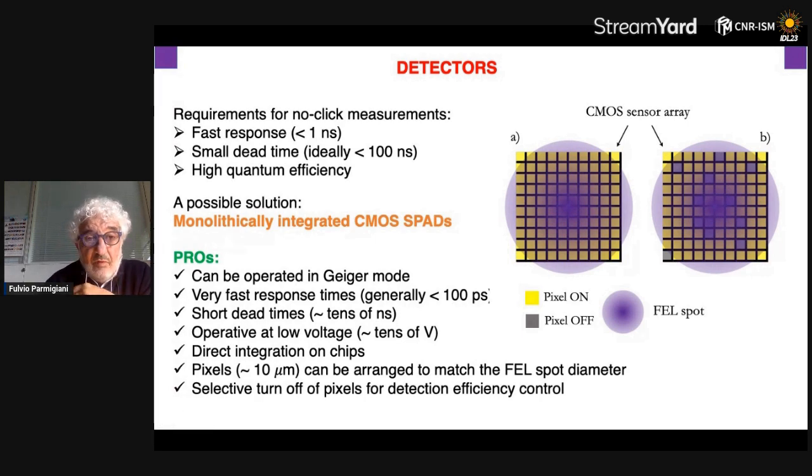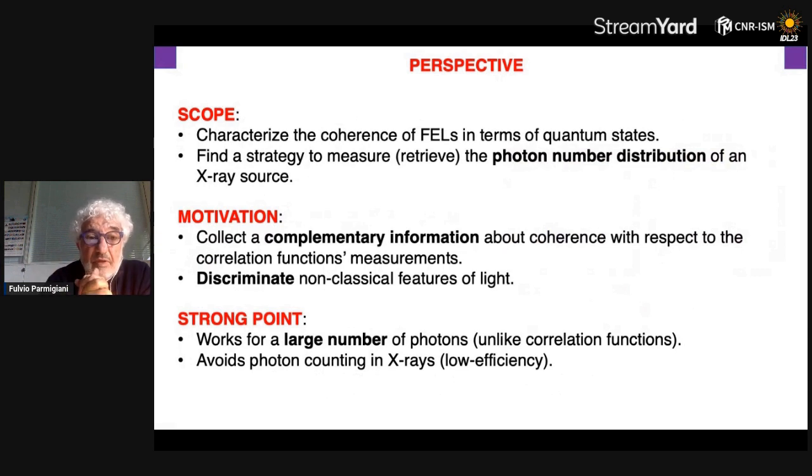So what do we expect from this? Well, these are the perspectives. We want to characterize the coherence of a seeded FEL in terms of quantum state. We still have to test what would be the best strategy. In the recent discussion, we ended up with the idea that probably that can also be done by measuring directly the photon statistic, so avoiding this complicated model that we call the off-click statistics.